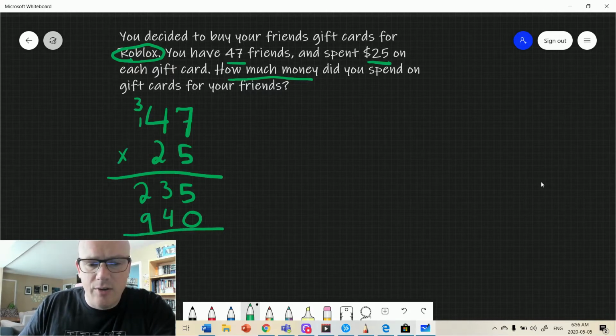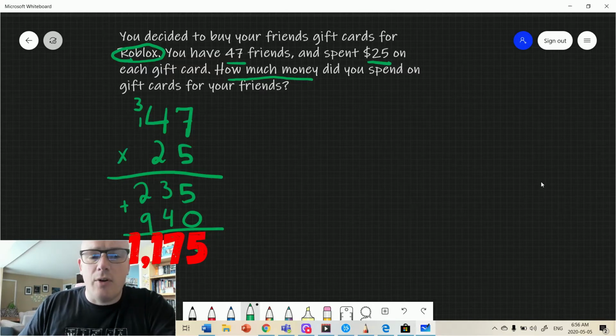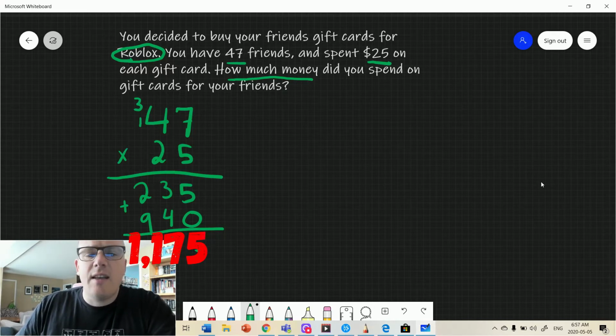Last thing I got to do is add both of these products together. 5 plus 0 is 5. 3 plus 4, 7. 2 plus 9 is 11. So you have spent a total of $1,175 on gift cards.